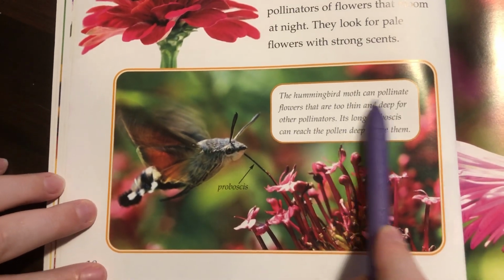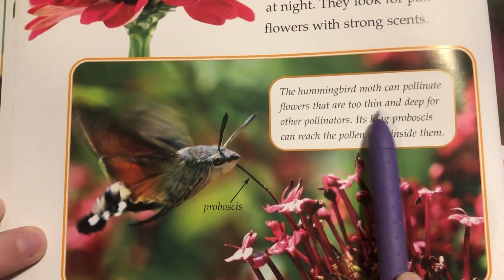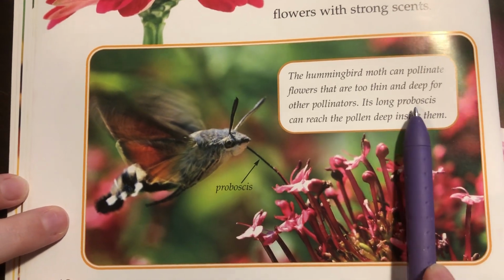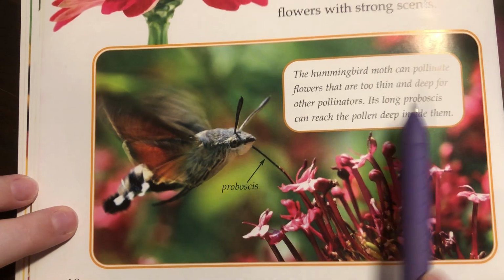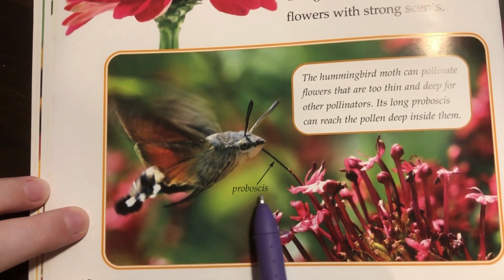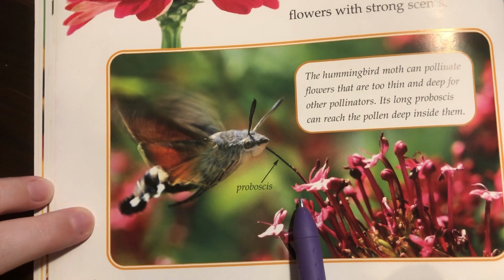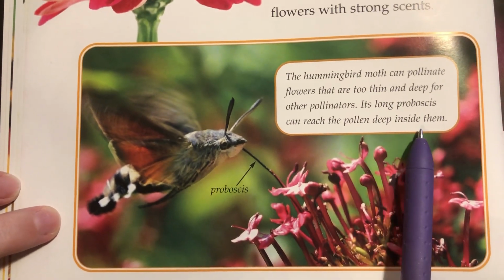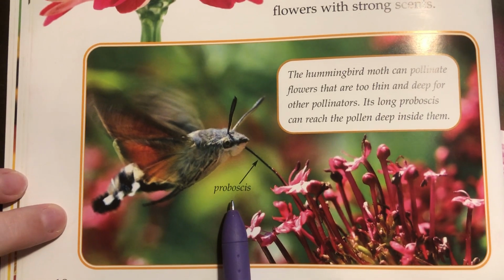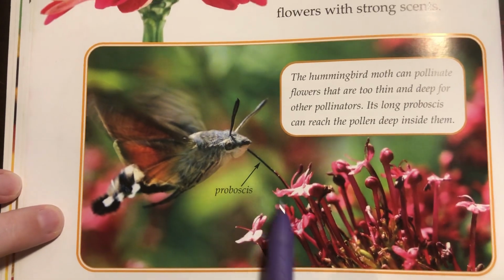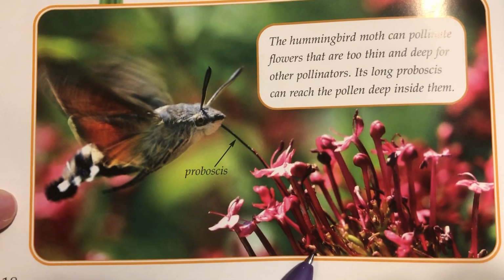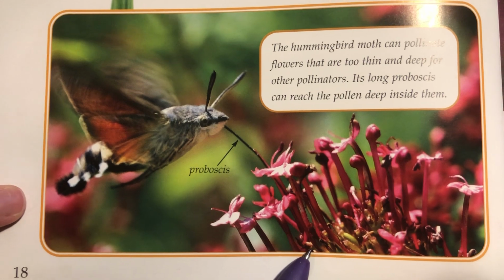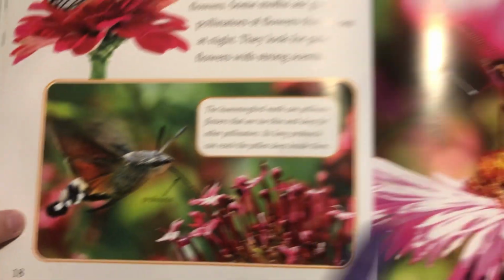Let's take a look at the caption. The hummingbird moth can pollinate flowers that are too thin and deep for other pollinators. Its long proboscis, which again is its mouth part, and notice the label and picture help us see what that looks like. Its long proboscis can reach the pollen deep inside them. So take a look at this moth using its special mouth part to reach the pollen deep inside the flower. We'll remember that when we take down our notes about this pollinator.